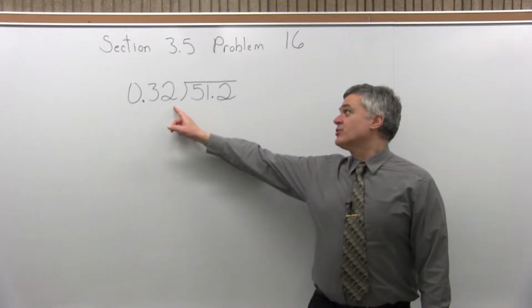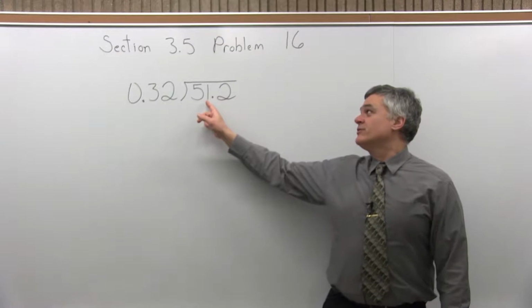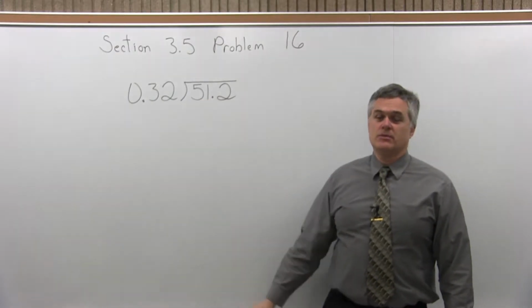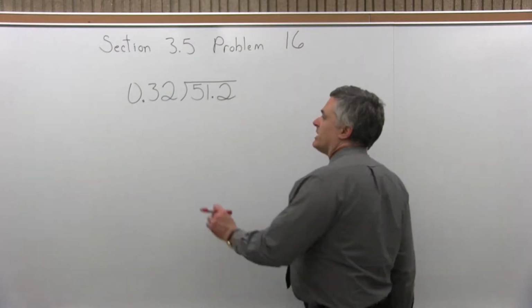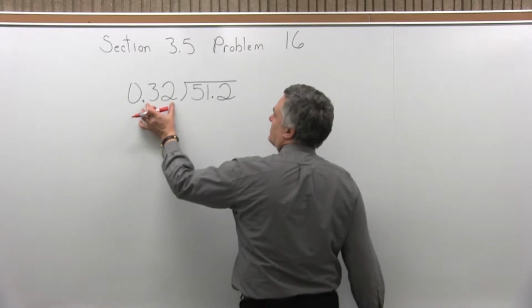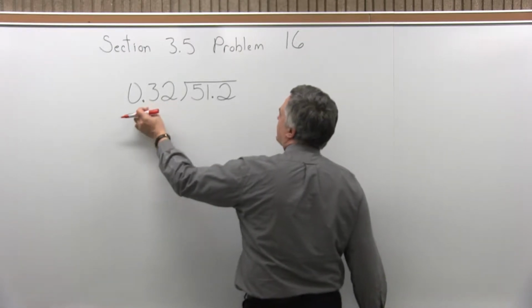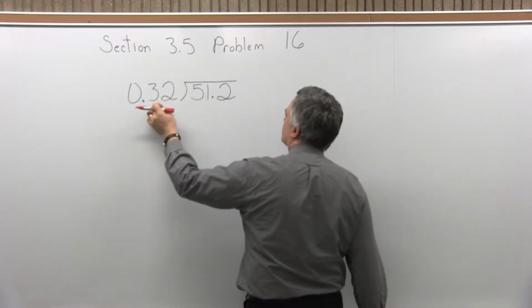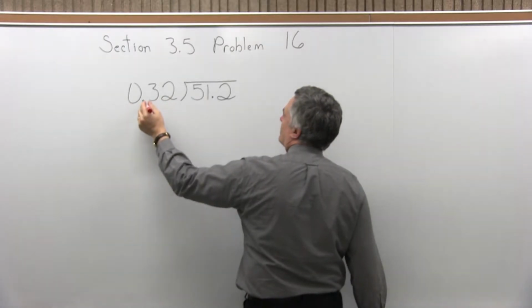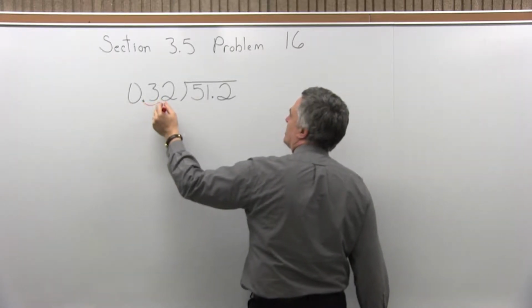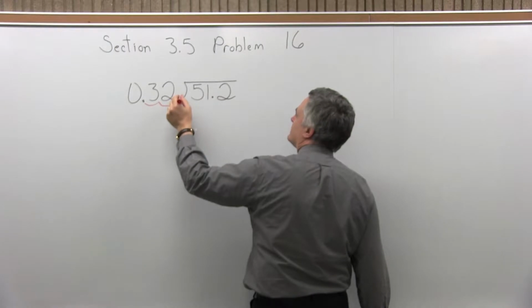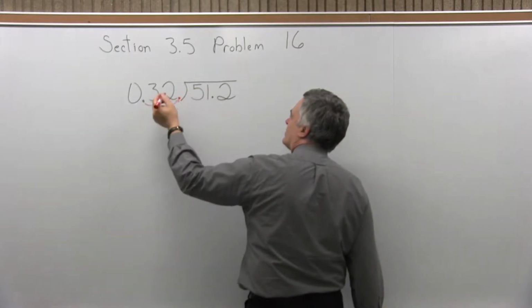We have 0.32 divided into 51.2. For a problem like this, the decimal in the number in front of the division symbol has to be pushed as far to the right as it can go. So I have to take it from where it is originally in the question and pull it over 2 places to get it as far right as it will go.